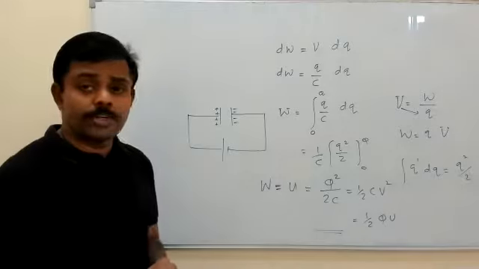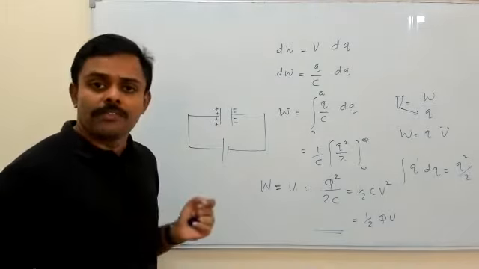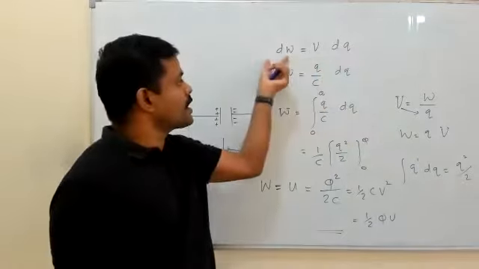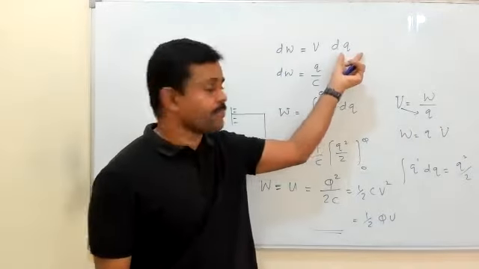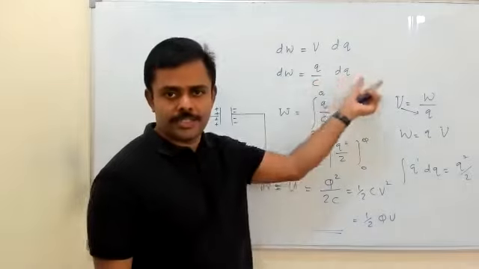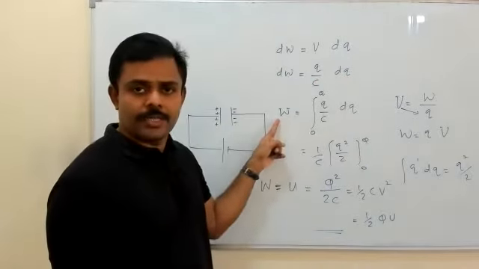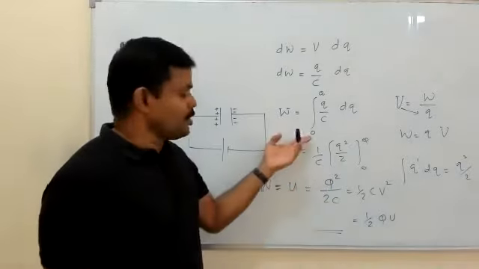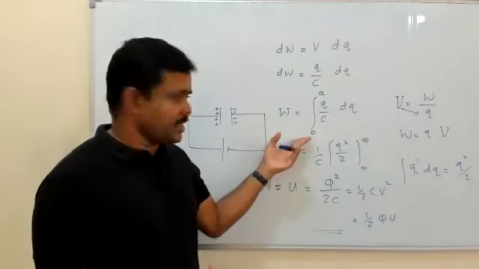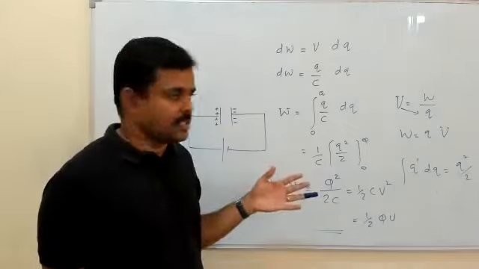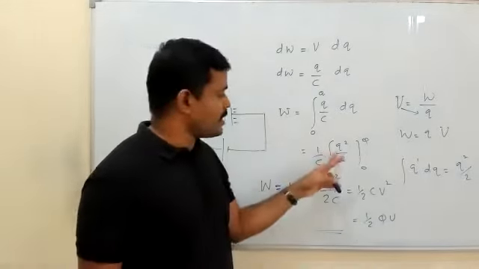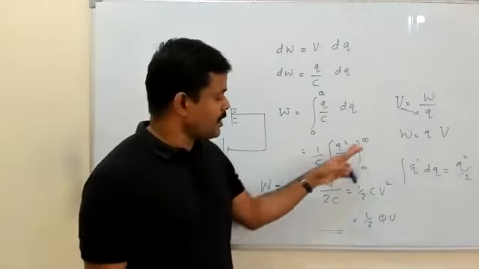So I'll quickly do this one more time. I find the small work done for charging with a small charge dq. Small work done is V into dq, then dw is equal to q by c into dq, and then w is the integral of q by c into dq. That's it. So easy. You are charging from zero charge. Initially the capacitor had no charge, and finally it has full charge, capital letter Q.